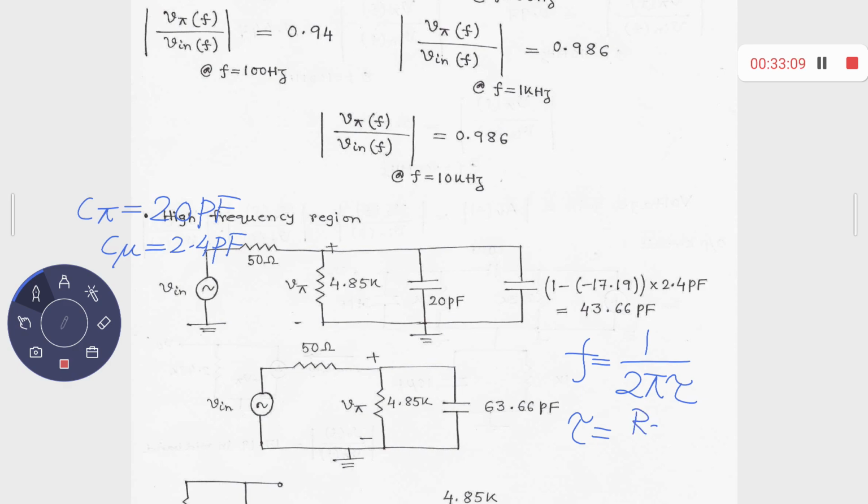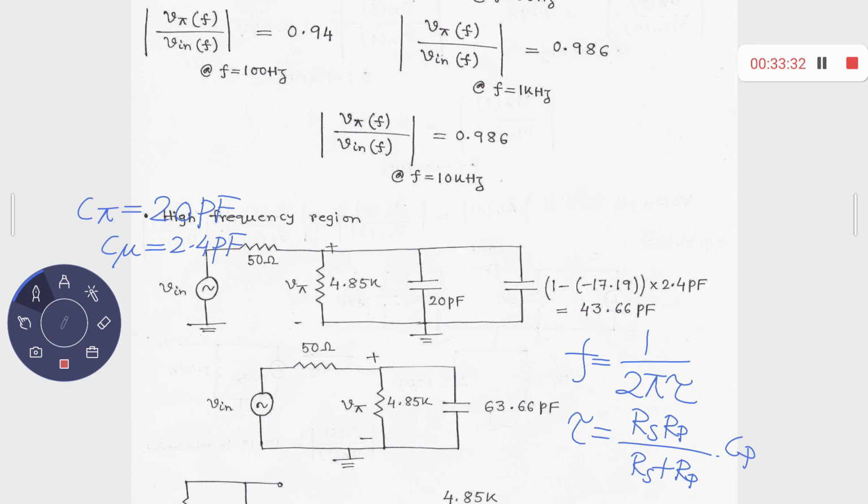That means your RS, RP by RS plus RP for this kind of circuit multiplied with this, let it be CP. So that's an approximate calculation that we have done: RS, RP, RS plus RP multiplied with CP. But this time we will not do that, because we have to go for this extensive calculation in the high frequency range as well.